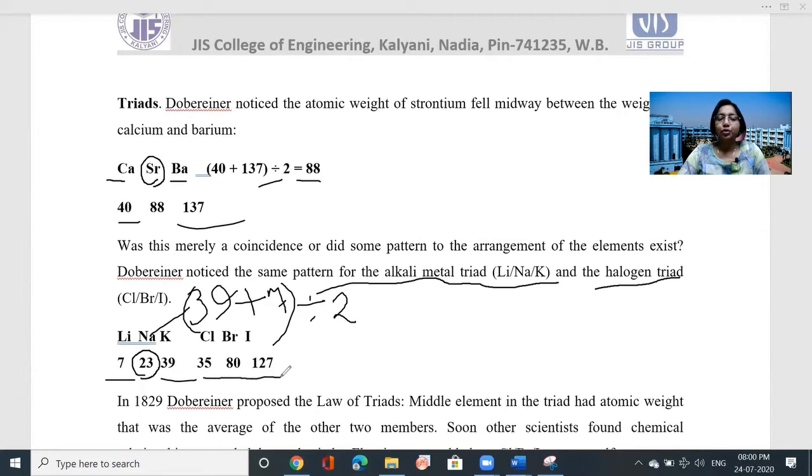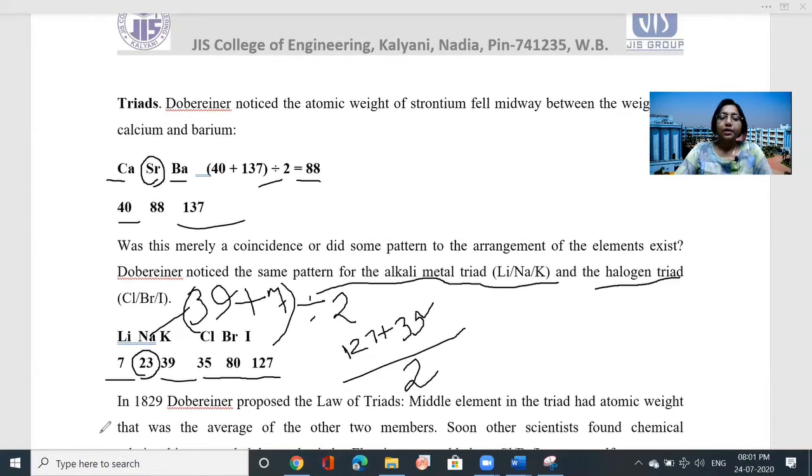Next, another is the halogen triad. It is the halogen group: chlorine, bromine, iodine. For chlorine, the weight is 35, and for iodine it is 127. So you add 127 plus 35, then divide by 2. So it is not exactly equal, but it is similar.